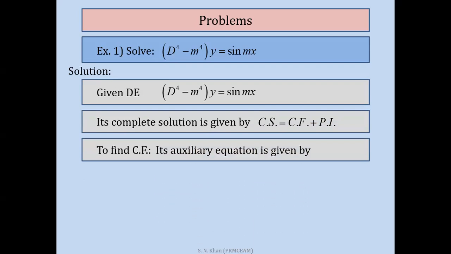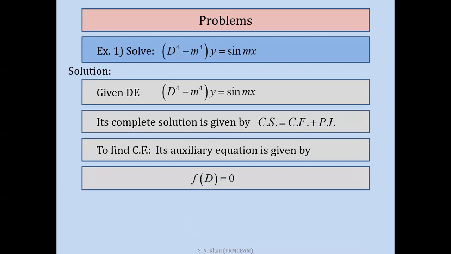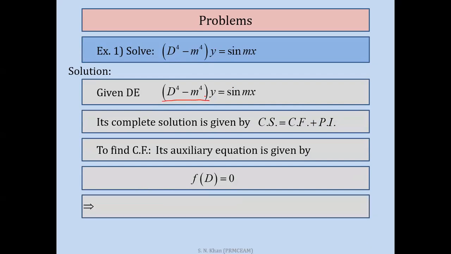So its auxiliary equation is given by f(D) = 0, and here the value of f(D) is D^4 - m^4. It is the operator. So D^4 - m^4 = 0. Now here we are having a 4-degree equation. Highest degree is 4. So for a 4-degree equation, it means that total 4 roots should come.